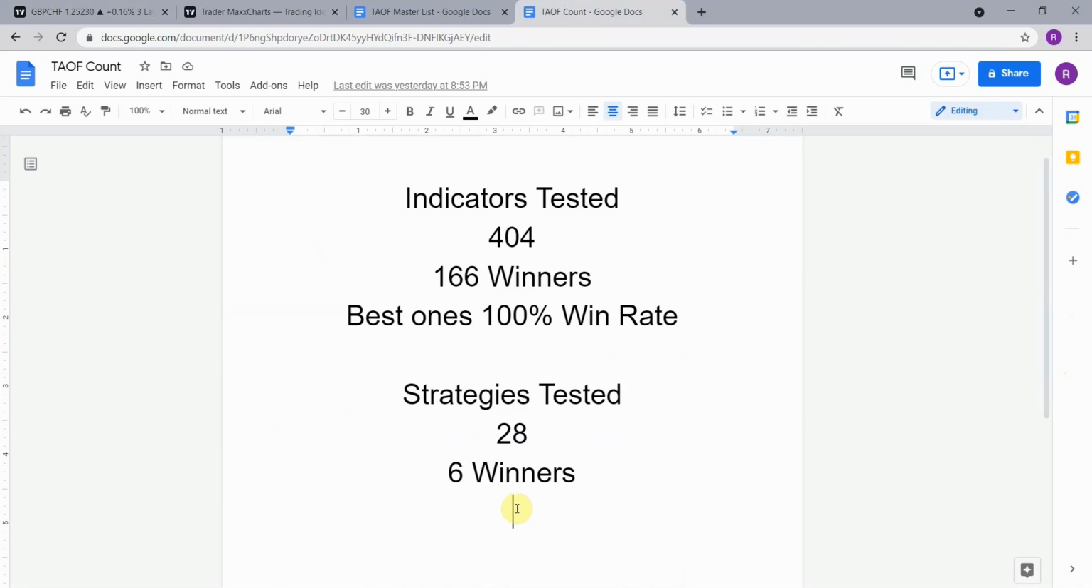The best ones so far were able to achieve a 100% win rate. Now you need to go back and watch those videos to understand the context of how they were able to achieve that. But as we are working on building the best trading system possible, you could take any one of those 166 indicators and get out there and start potentially profitably trading the markets with them now.